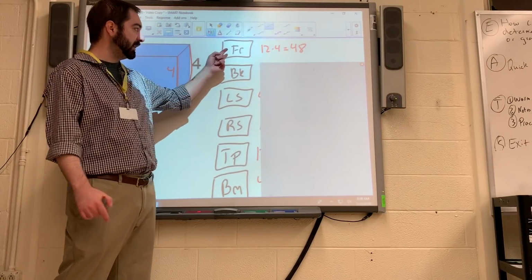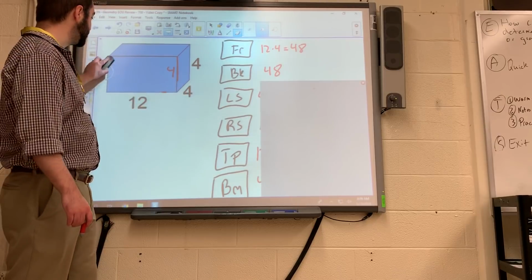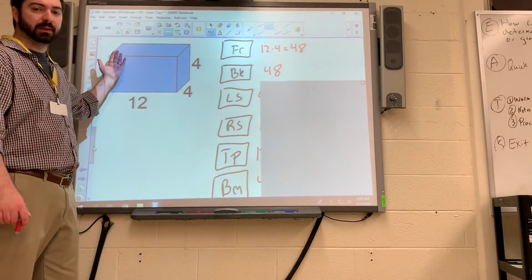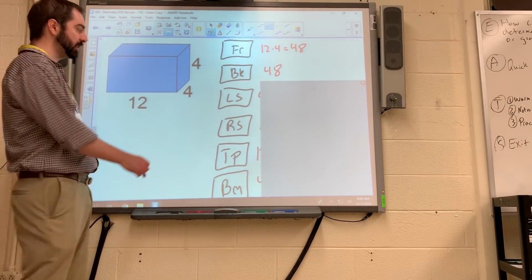So if the front is 48, the back is 48. Next up, I'll take a look at the left side and the right side. Well, the left side is a little tough because they didn't really give me the see-through dimensions on this. So again, I'd have to look at the right side and see if there's any numbers that'll help me.